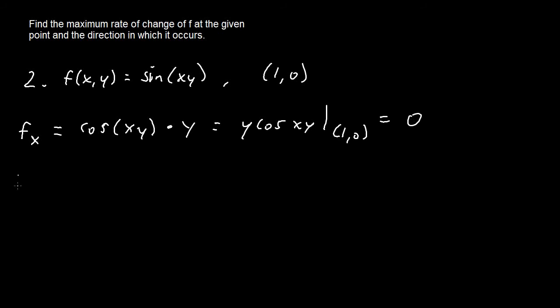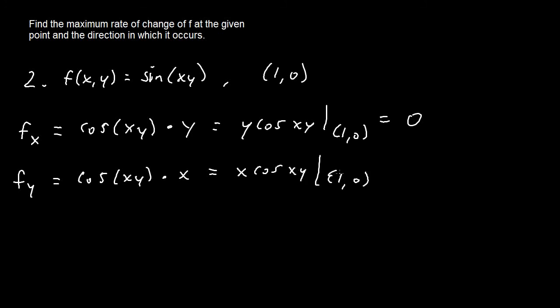And so now let's go ahead and find f sub y. So this time y is the variable, x is the constant. So the derivative is cosine of xy, keep the inside function the same, times the derivative of the inside function, so the derivative of x times y would be x. So then this time we will get x times cosine of x times y. So if we go ahead and evaluate that at 1, 0, we'll get 1 times cosine of 0. Cosine of 0 is 1, so 1 times 1 gives us 1.